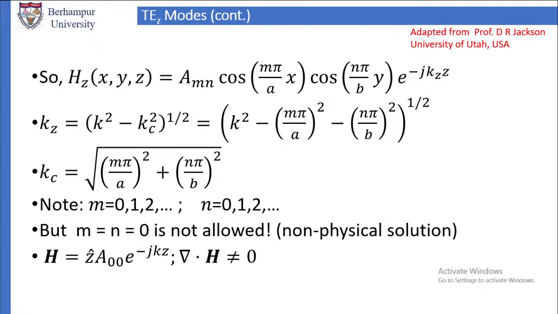So since divergence of h is not equal to 0, if I consider h is equal to z cap a00 exponential minus jkz, then this is not satisfying the Maxwell's equation. Since it is not satisfying the Maxwell's equation, 0, 0 is not a solution. Remember that always it must satisfy the Maxwell's equation. Let us see it in details.